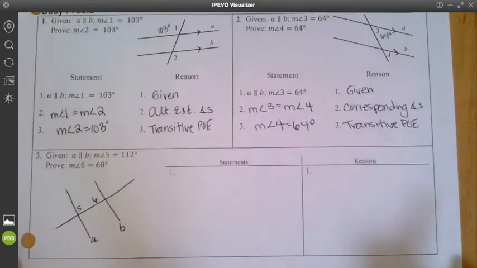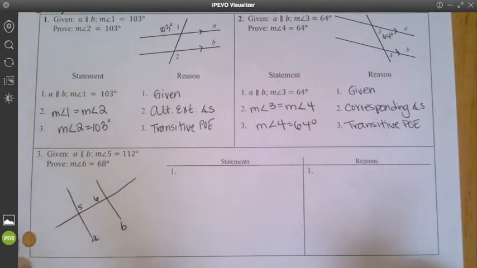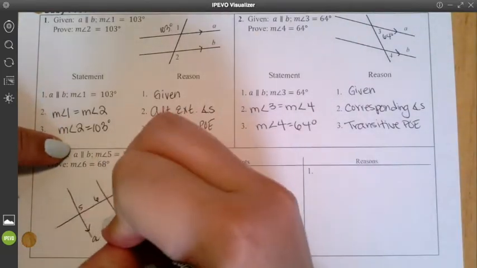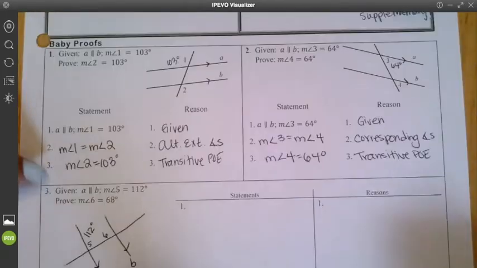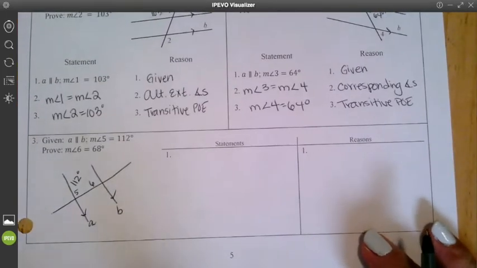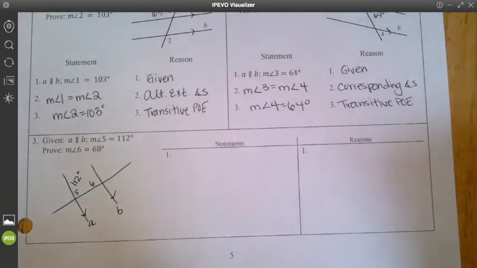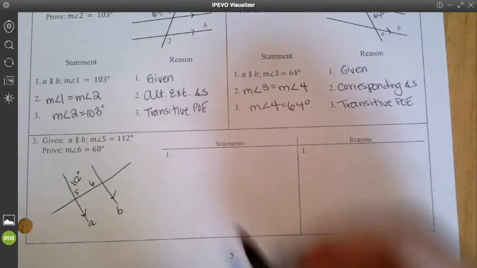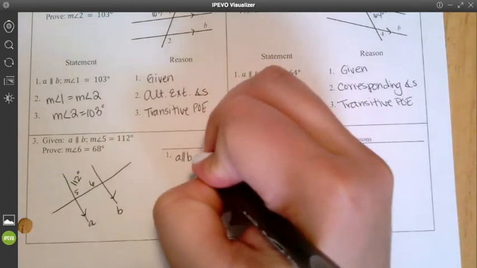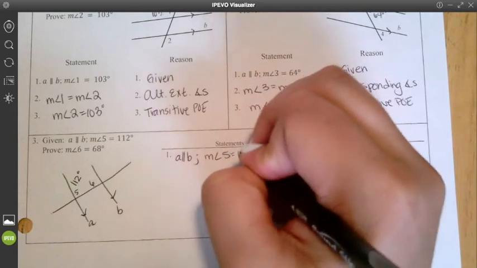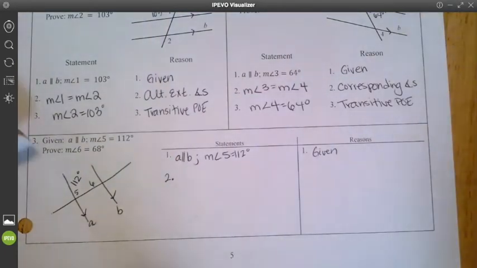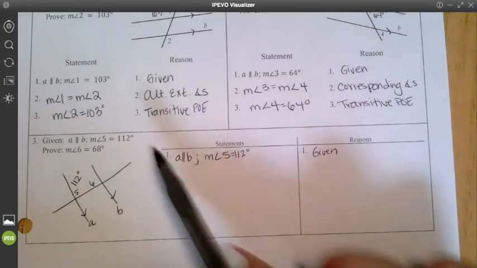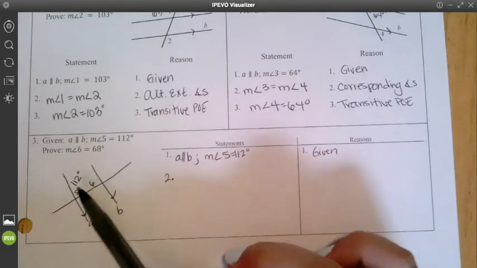All right. Number 3, we are given that lines A and B are parallel. Measure of angle 5 is 112 degrees. We want to prove that the measure of angle 6 is 68 degrees. So let's start with what we were given. A is parallel to B, and the measure of angle 5 is 112 degrees. Our next step, eventually we want a value for the measure of angle 6, which means we need to compare what we know with what we want to know. So what's the relationship between these two angles?